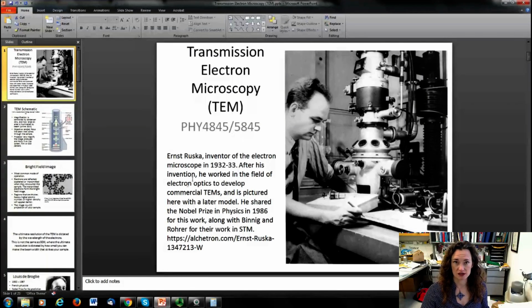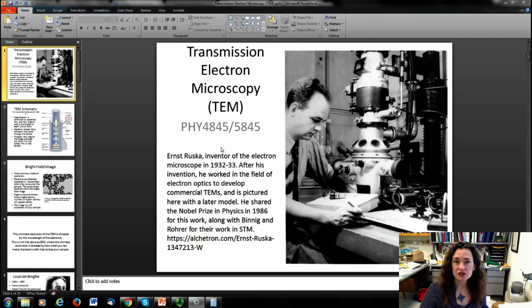He came up with the concept and developed a prototype of the TEM. And then he received his PhD for this work, and then after his invention, he worked in the field of electron optics to help develop commercial TEMs. And the first commercial TEM went on the market in 1939. Here he is with the later model.